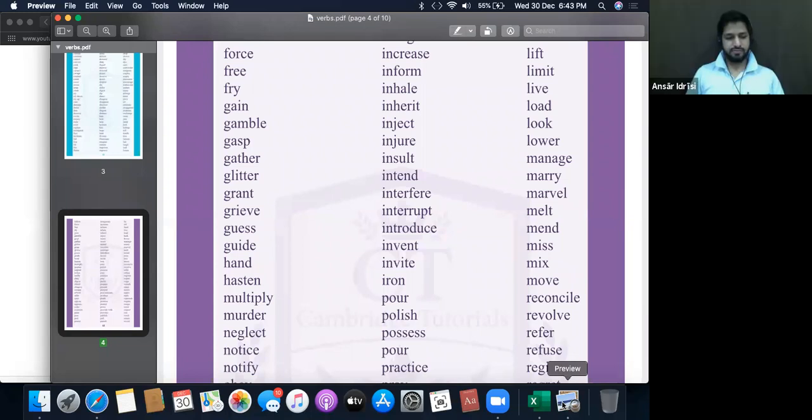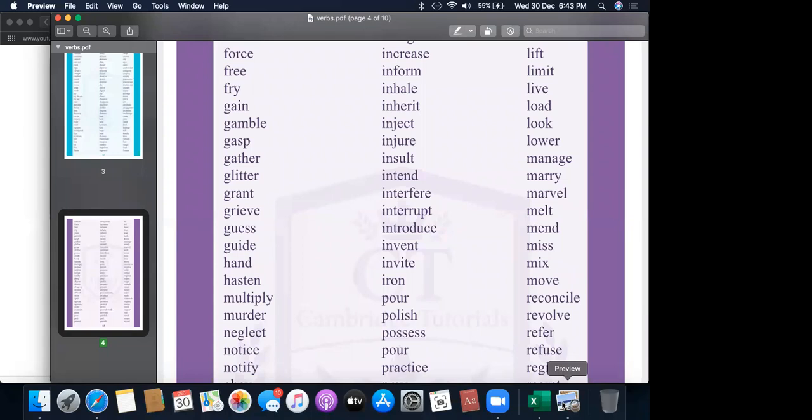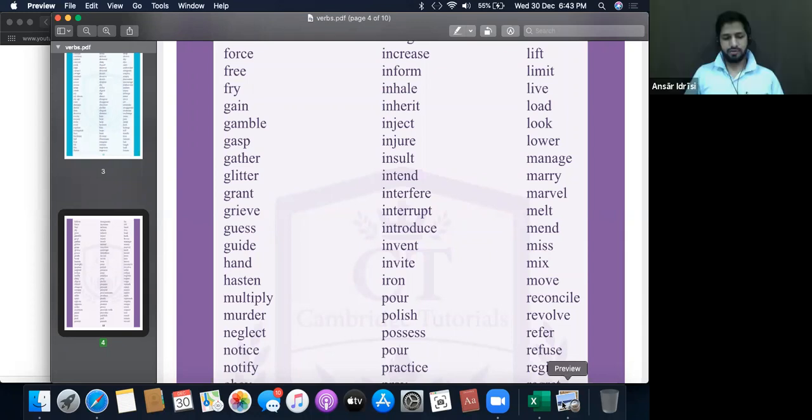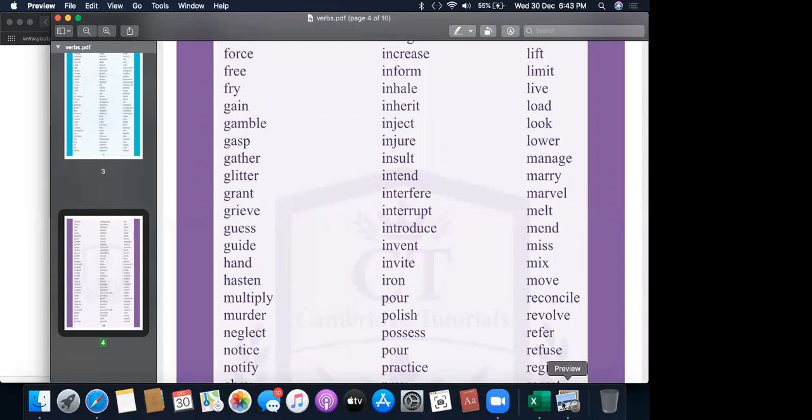Very good. It needs to guide. Does it need to guide? It doesn't need to guide. Very good. It needs to give free. Does it need to give free? It doesn't need to give free. Very good. It needs to return at home. Does it need to return at home? It doesn't need to return at home. Good.